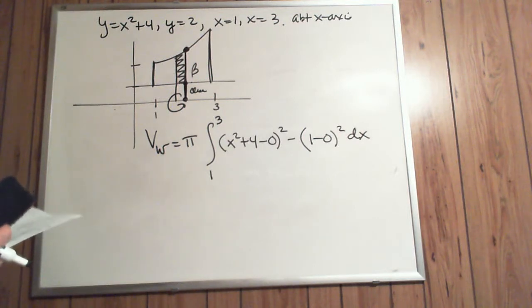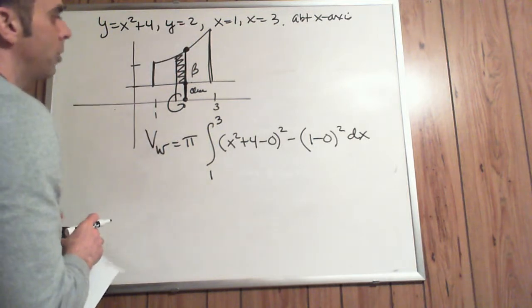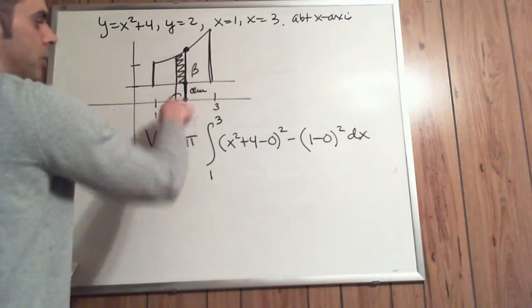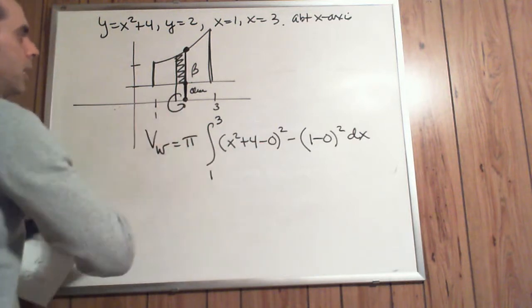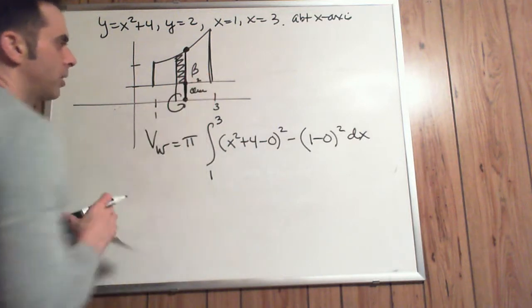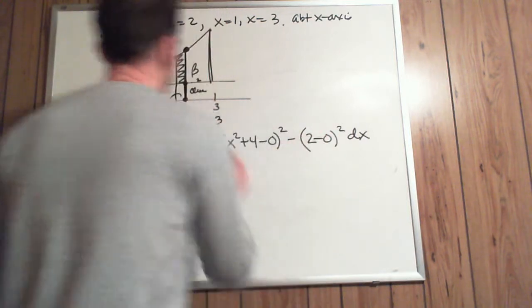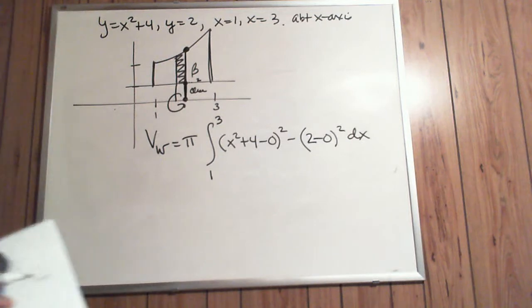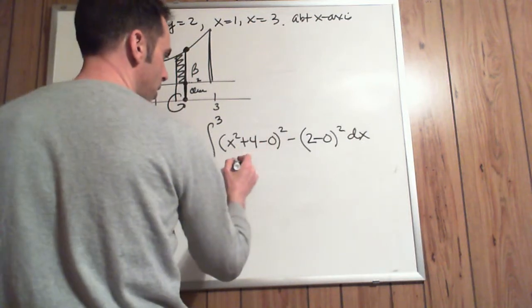Okay. I had this as y equals 2. I didn't realize that. So then the big piece is still x squared plus 4 minus 0, but the clear piece, I didn't realize I had that as 2. That's 2 minus 0. I thought it was a 1. So I forgot that up here, y was equal to 2. So then I'd square that.